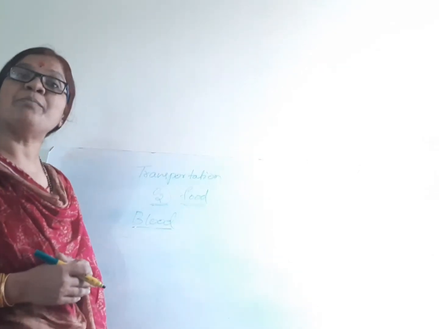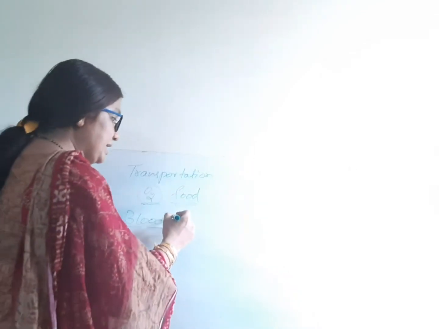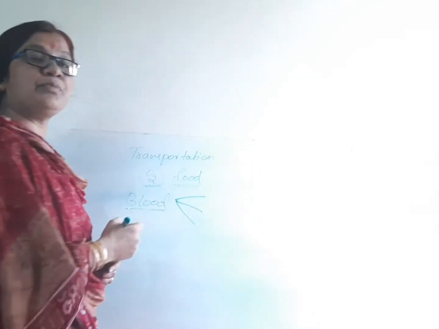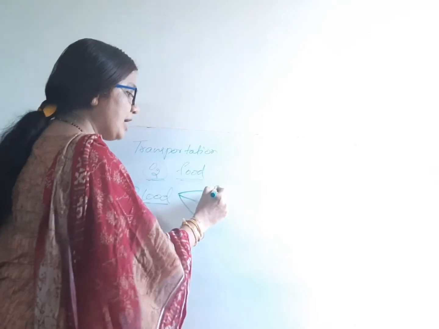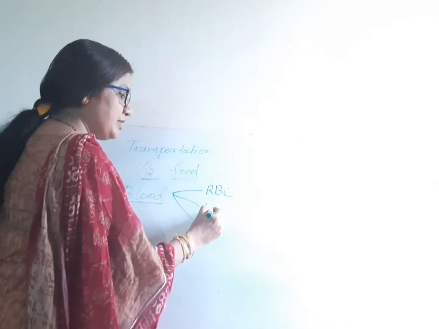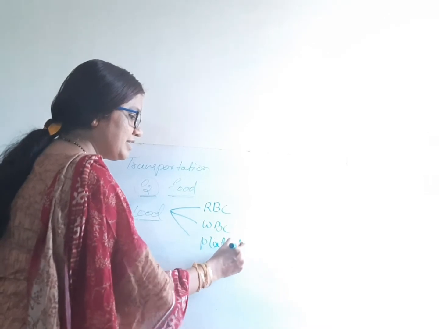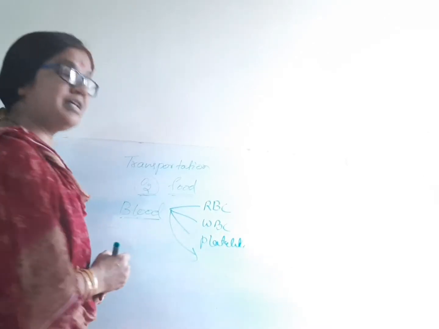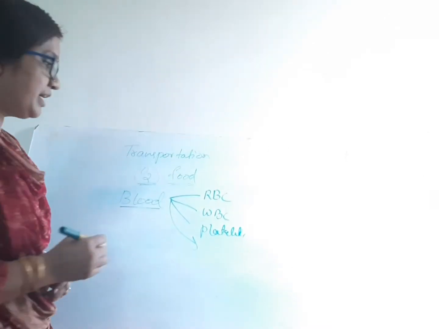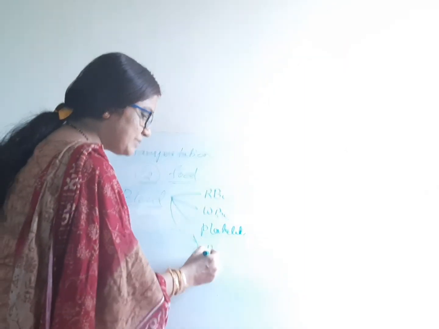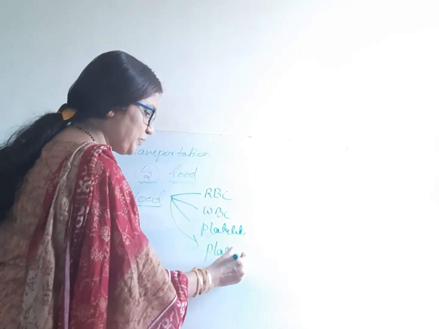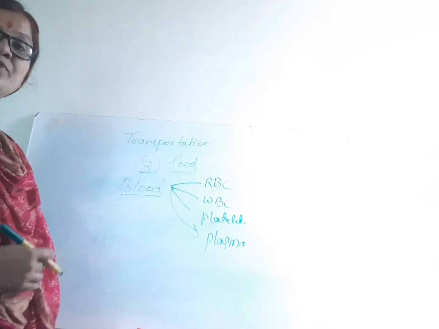Now, what are the components of blood? Blood has main important components like RBC, WBC and platelets. These are the components. And there is a fluid within the blood called plasma. So these are the components of the blood.